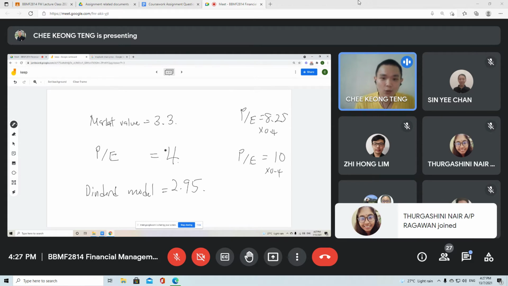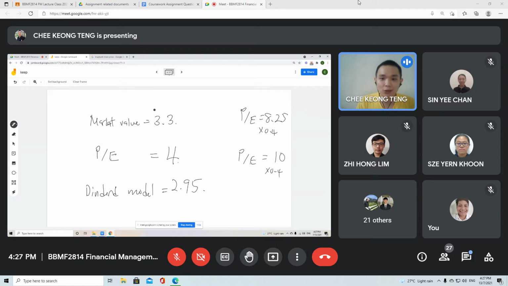So in this case, the question is asking us to discuss why there is a difference. The market value is 3.3, but if you use the PE method you get 4 ringgit. If you trust the PE method, this company should be traded at 4 ringgit based on the proxy PE. But why is it only 3.3 now? It is because the PE of the company is only 8.25, which is lower than the industry. If you follow the industry, it should be 4 ringgit with 40 cents earnings, like your competitors. But now your share price is only 3.3. Why? The question asks you why.